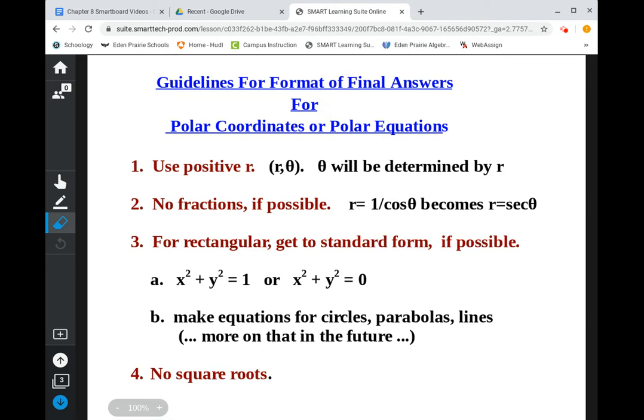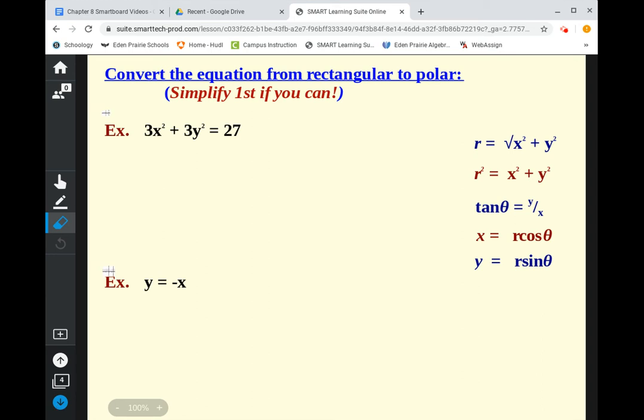Okay, so let's move on with this. These are just the guidelines that you saw in video number 2. There they are again. Just make sure you're sticking to these guidelines. The first example, we have 3x squared plus 3y squared equals 27. What we're trying to do is convert these from rectangular. How would I know that both of these examples are rectangular? They both have x and y. So we're going to change these both from rectangular to polar form. All right. Simplify first if you can.